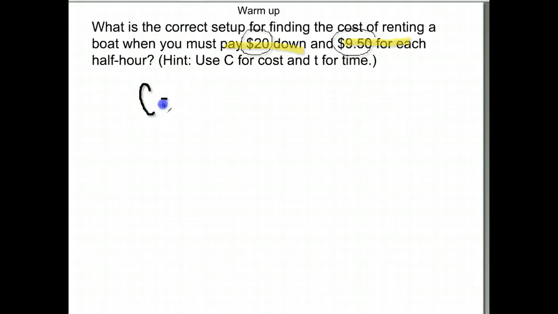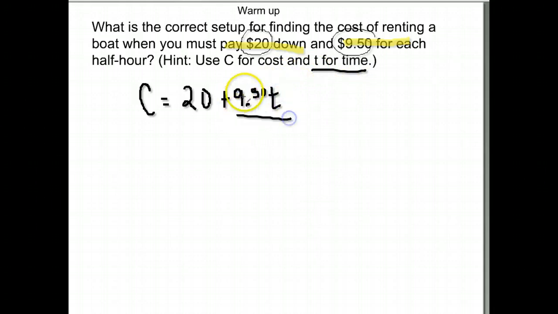What is our total cost going to involve? Well, we first have to pay $20 before we can even take the boat anywhere. Plus, then we have to pay $9.50 for every half hour. Now, if we use T for time, time would be in half hours if we leave it this way. If we pay $9.50 for each half hour, 9.5 T would be our indicator. So this is a good representation of what we would have to do here.